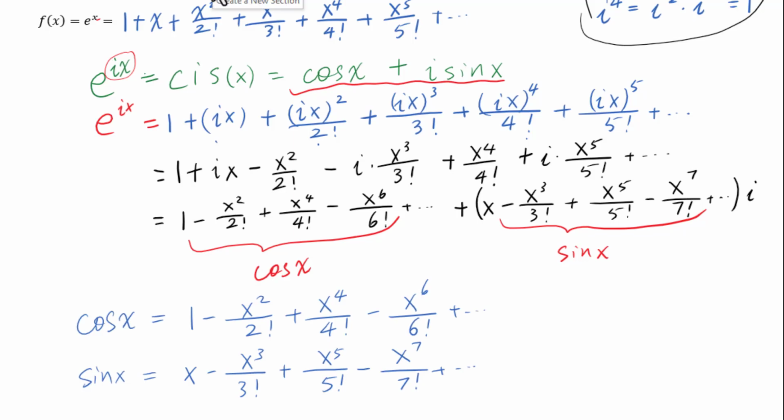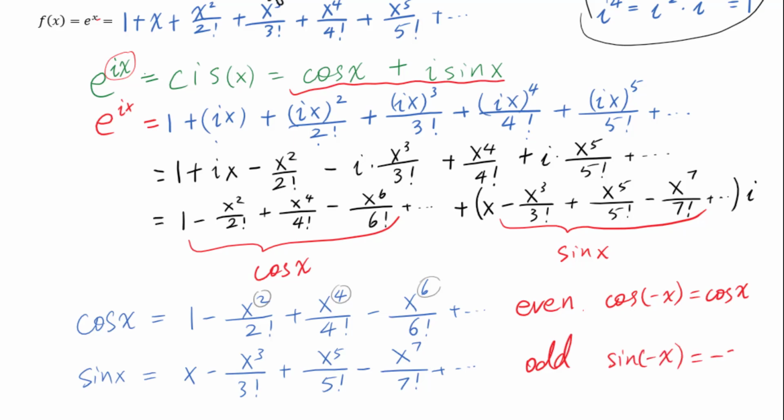We do know cosine x is an even function, which means cosine negative x equals cosine x. That's the reason the exponents are even numbers. Sin x is an odd function: sin negative x equals negative sin x. That's the reason in the Maclaurin series of sin x, the exponents are odd numbers.